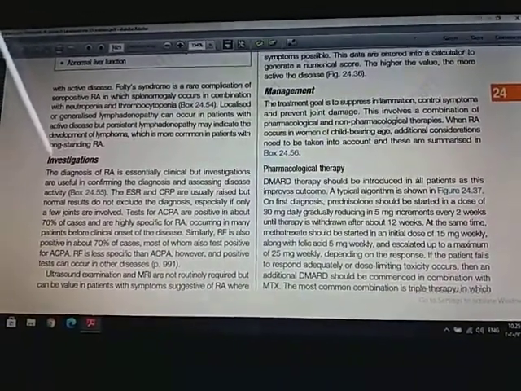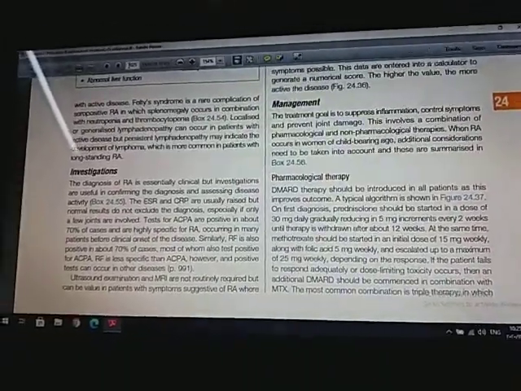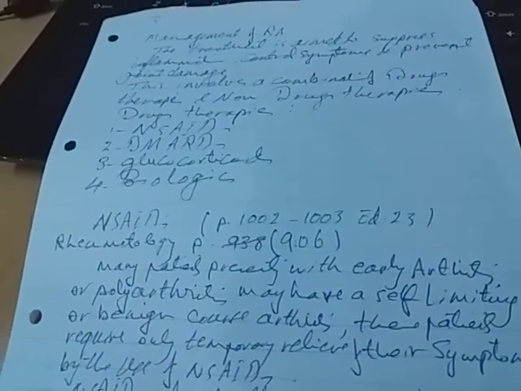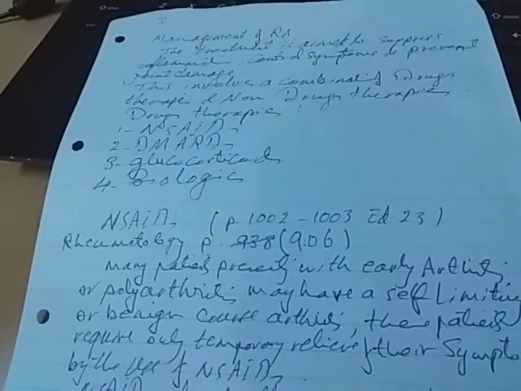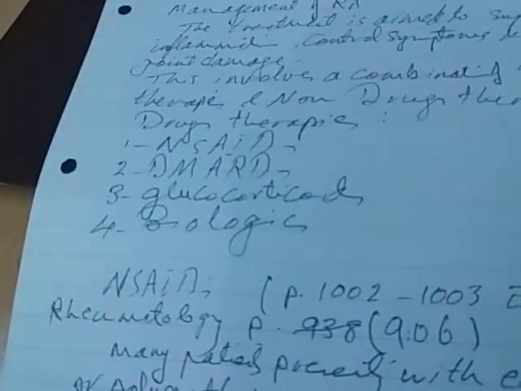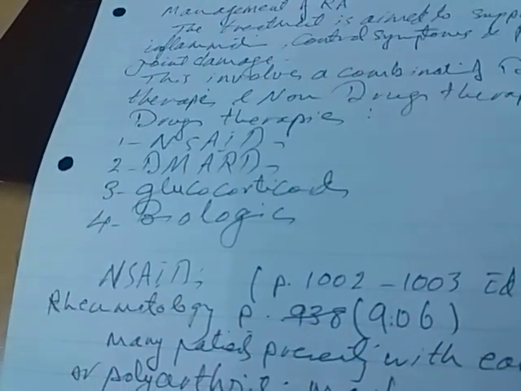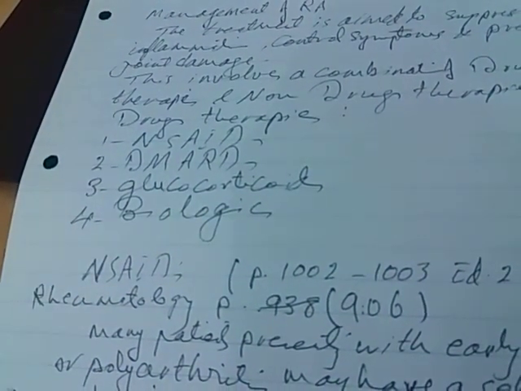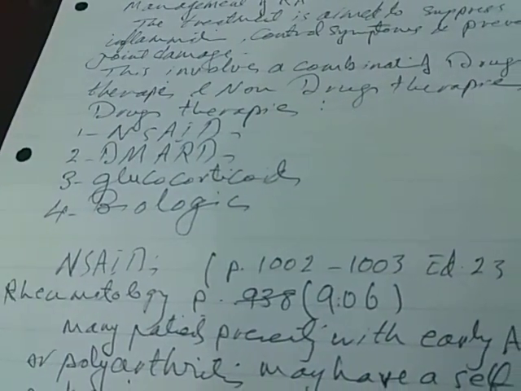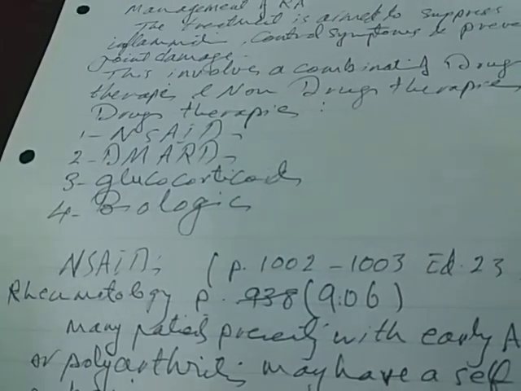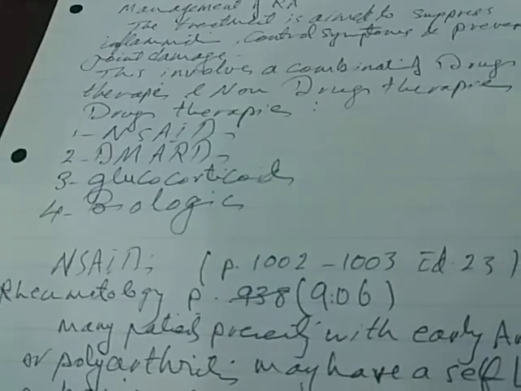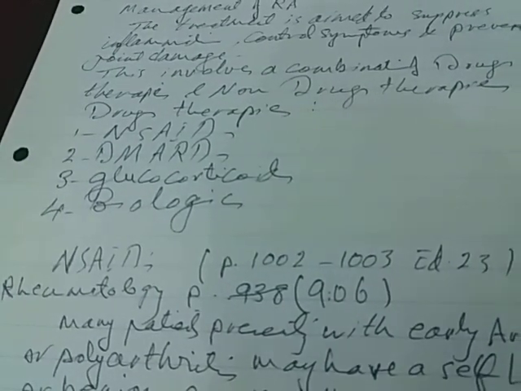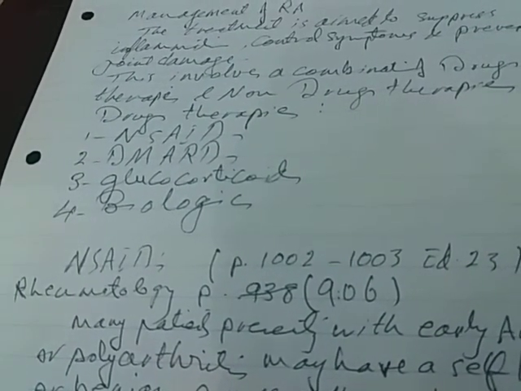Drug therapies are: 1. Non-steroidal anti-inflammatory drugs. 2. Disease-modifying antirheumatic drugs. 3. Glucocorticoids. 4. Biologic therapies. So, 4 lines of therapy. Shall start with non-steroidal anti-inflammatory drugs.